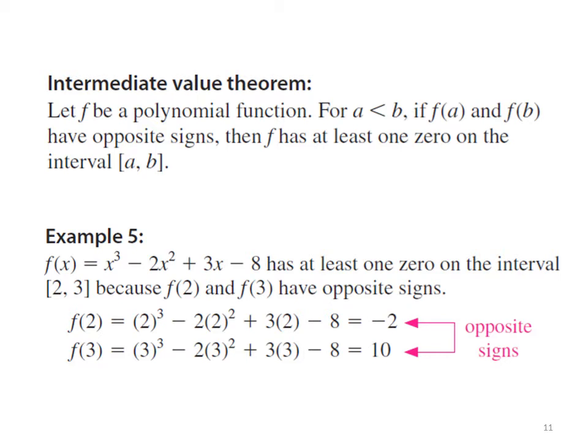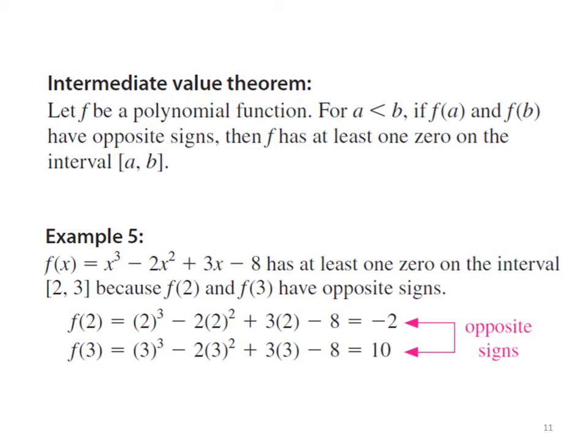In other words, if a is less than b, we are looking at the closed interval from a to b. If f of a and f of b have opposite signs, one negative and the other positive, then f of x has at least one zero on the interval from a to b. What that means is that the graph of f will cross the axis. If the sign changes, the function crosses the axis, so somewhere between a and b there must be a zero. It's possible to have more than one zero, but the intermediate value theorem guarantees at least one zero. Here is an example.